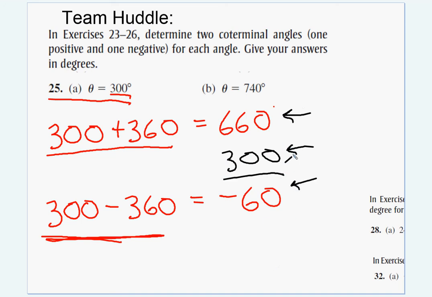If we're at 300, we add a circle to get to this one. If we're at 300, we subtract a circle to get to the other. And we could keep going. There are infinitely many coterminal angles. You could keep adding 360 and get into the next coterminal.